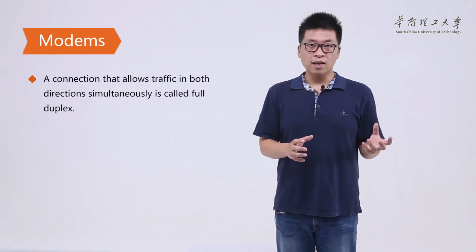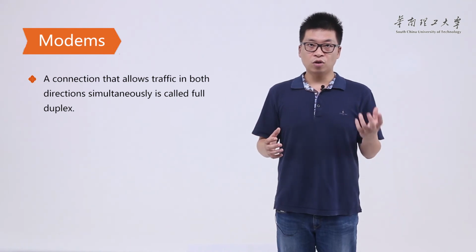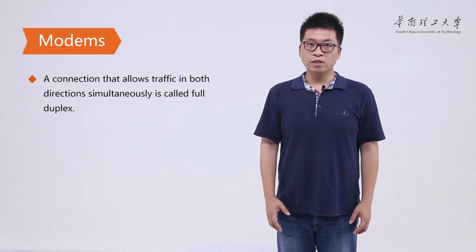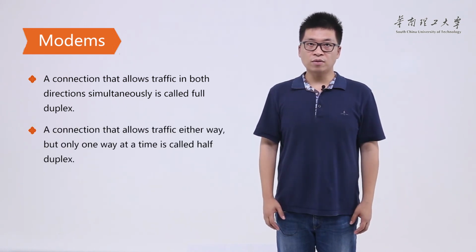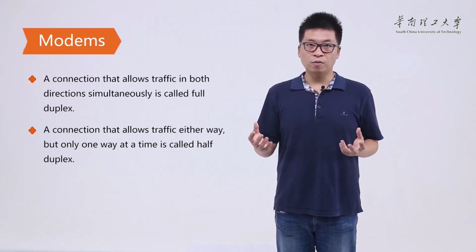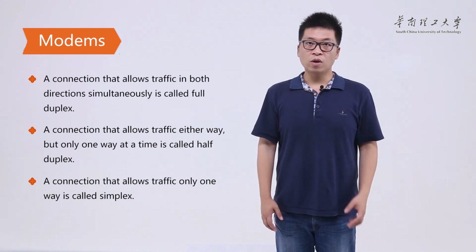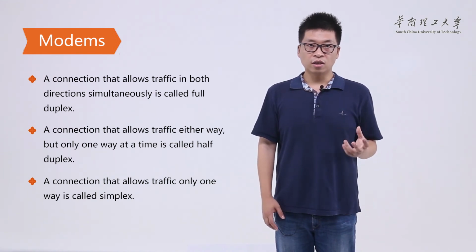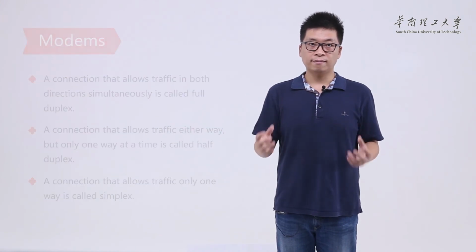Modems can support conversions in both directions. A connection that allows traffic in both directions simultaneously is called full-duplex. The full-duplex connection example can be the telephone call. A connection that allows traffic either way, but only one way at a time, is called half-duplex. Walkie-talkie is an example of half duplex. A connection that allows traffic only one way is called a simplex. Two simplex connections can make up a full duplex connection.